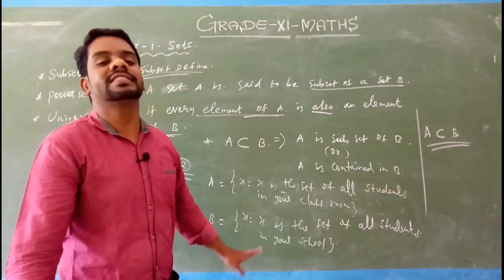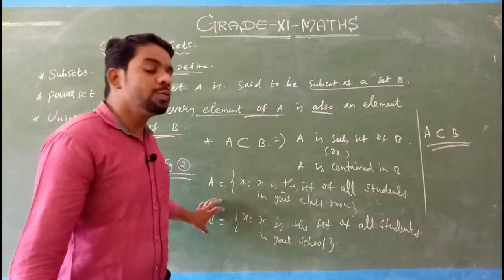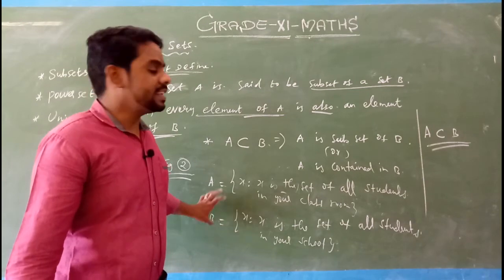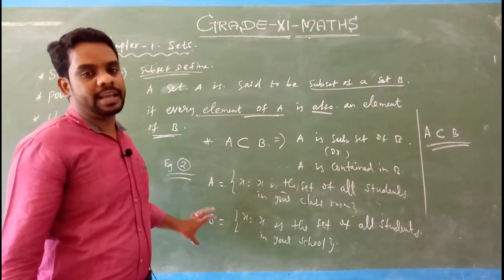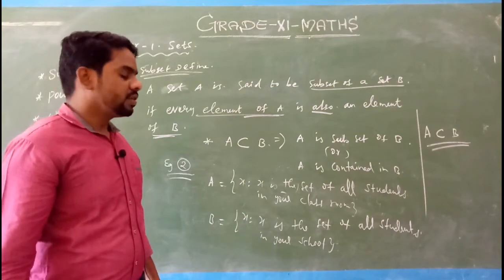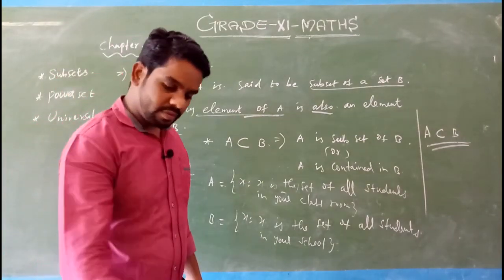Okay, very simple example. Here B is a superset, the biggest set, and A is a subset, the smallest set. So here A is a subset of B. Okay, right. Next, notes.